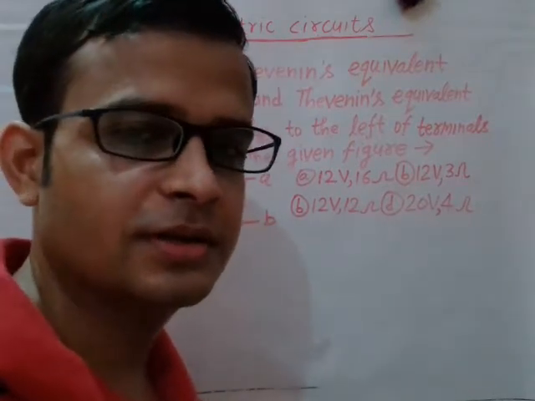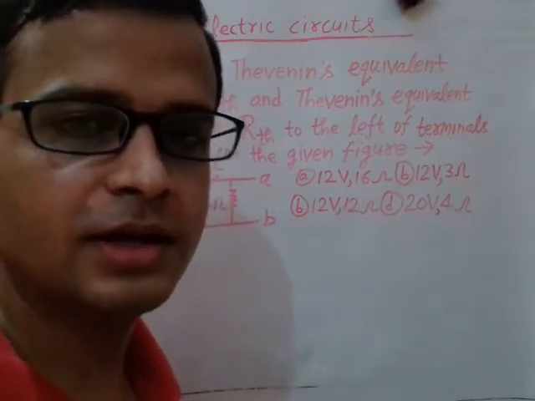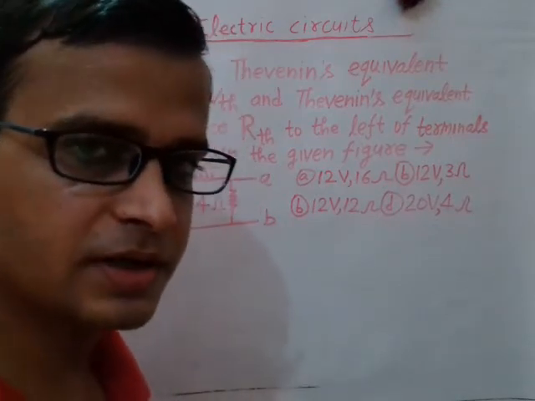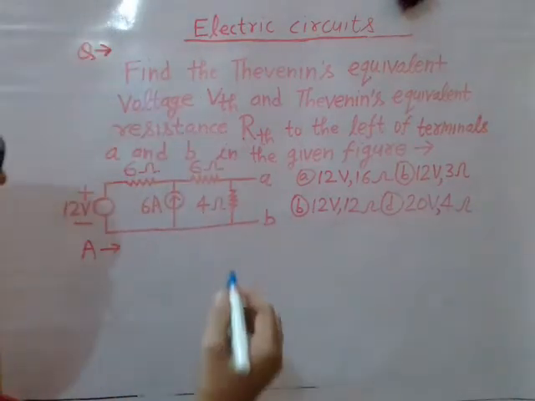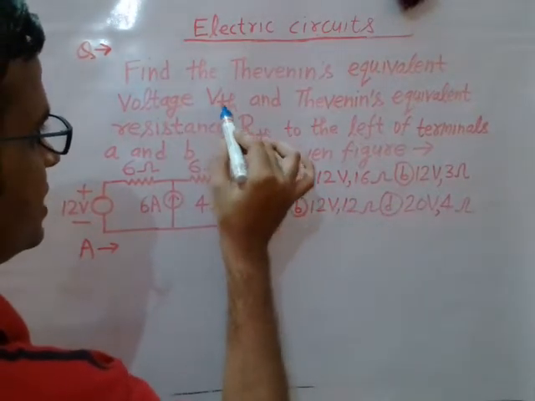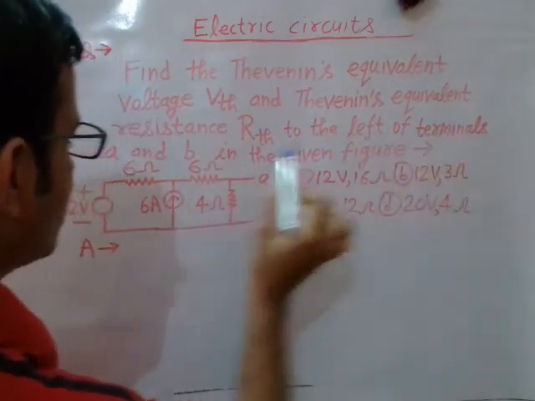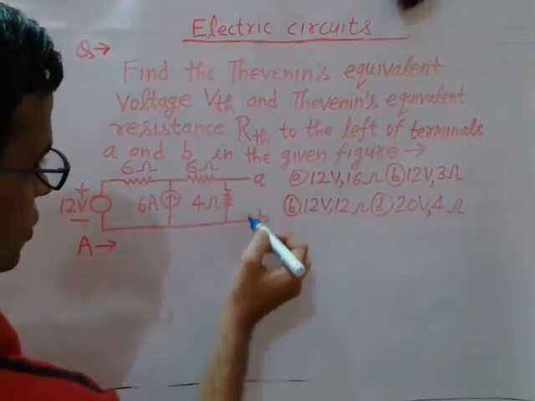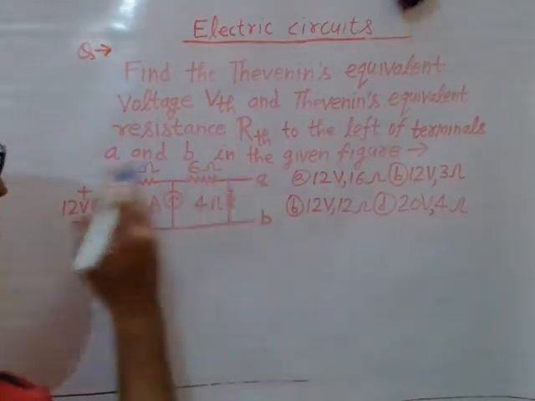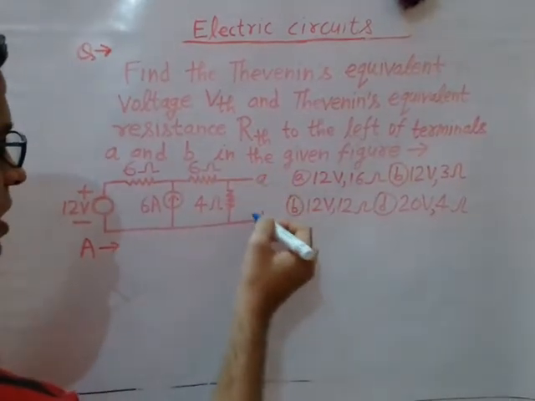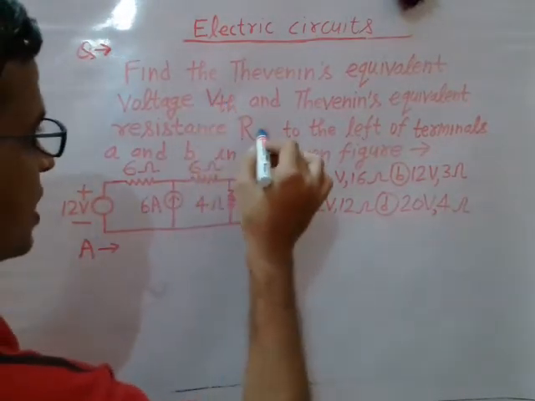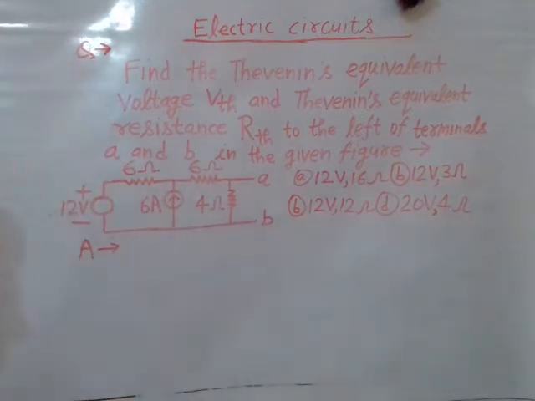In this question you have to calculate the Thevenin's equivalent voltage VTH and Thevenin's equivalent resistance RTH across terminals A and B. He is saying find out VTH and RTH to the left of terminals A and B. That means across the terminal AB you have to find out the Thevenin's equivalent circuit, that means VTH and RTH.